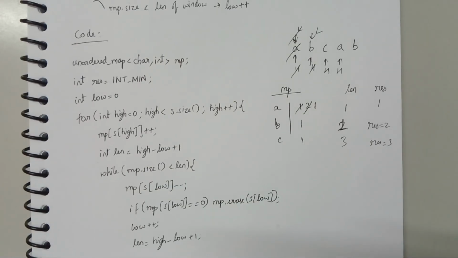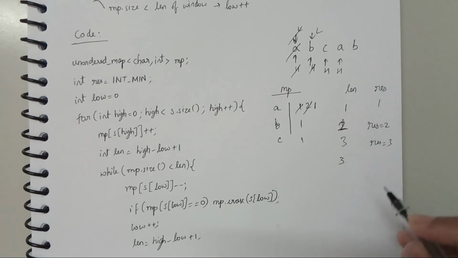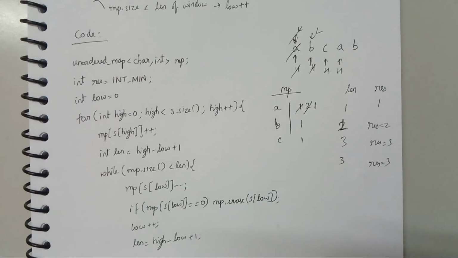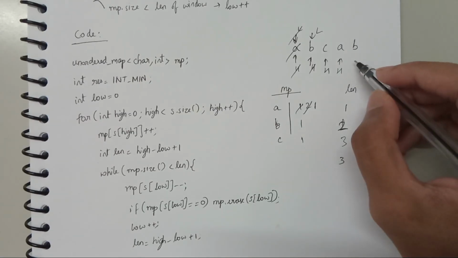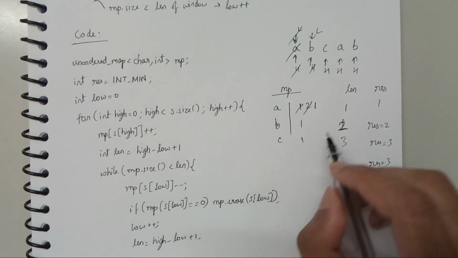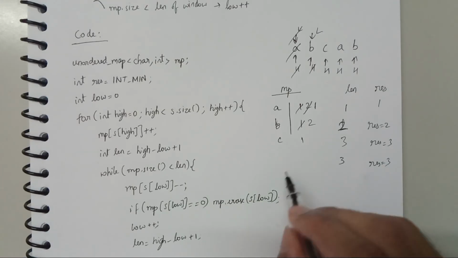Now again we update the length, it will be 3, and so again the result will be 3. Now in the next iteration high will be here, again we update the hash map, so b becomes 2, and again check the length.